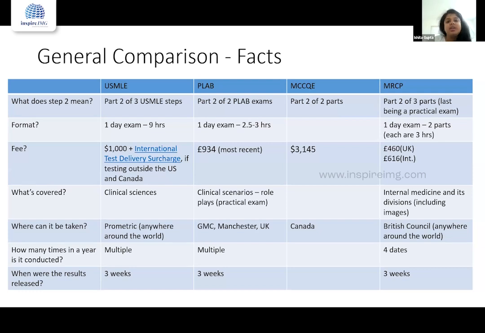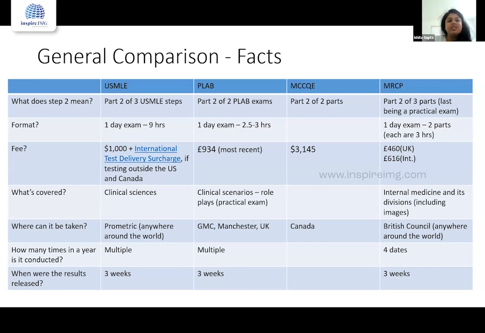For the MRCP, that's a 1-day exam again. It's not overnight. And it has 2 parts. It's very similar to the MRCP part 1. Each part is 3 hours. So you sit down, you write a test for 3 hours, then there's a break time, and then you write another test for 3 hours. So that's how it is. Basically 6 hours plus an hour of break. That's what MRCP part 2 is.